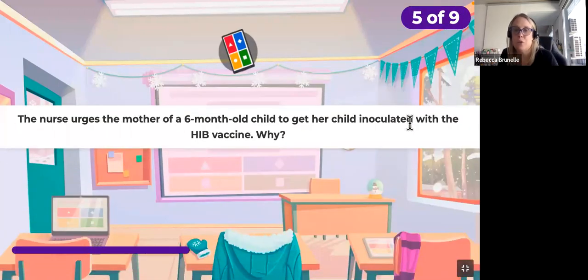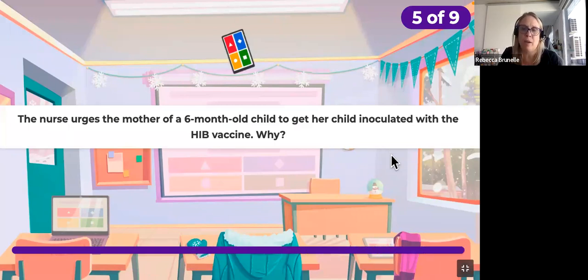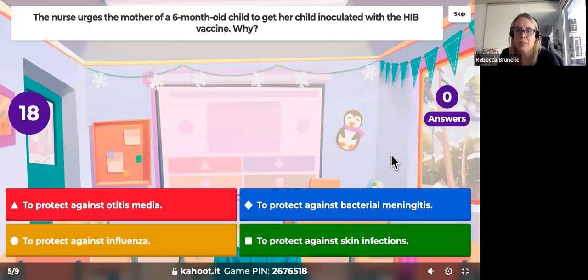So the nurse urges the mother of a 6-month-old child to get her child vaccinated with the Hib vaccine. Why? To protect against otitis media, to protect against influenza, to protect against bacterial meningitis, or to protect against skin infections?